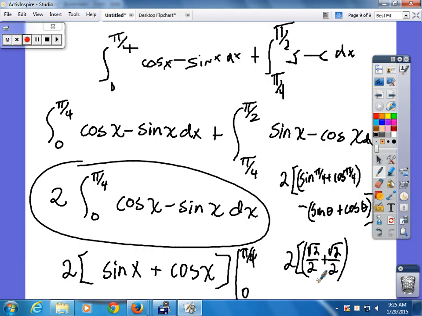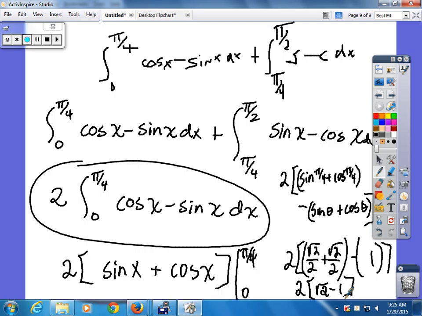So 2 brackets, square root of 2 over 2 plus square root of 2 over 2, minus 1 plus 0, which is 1. And square root of 2 over 2 plus square root of 2 over 2 is 2 square root of 2 over 2, which is square root of 2, right? Square root of 2 minus 1. And square root of 2 is 1.41, so that leaves 0.41, multiplied by 2 is 0.82.